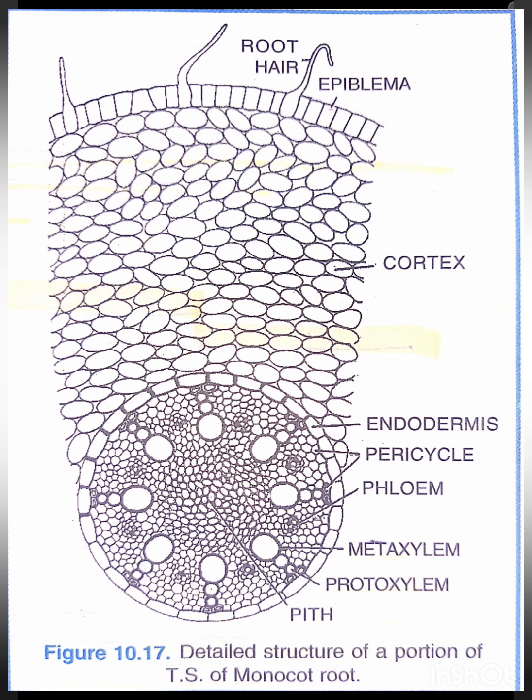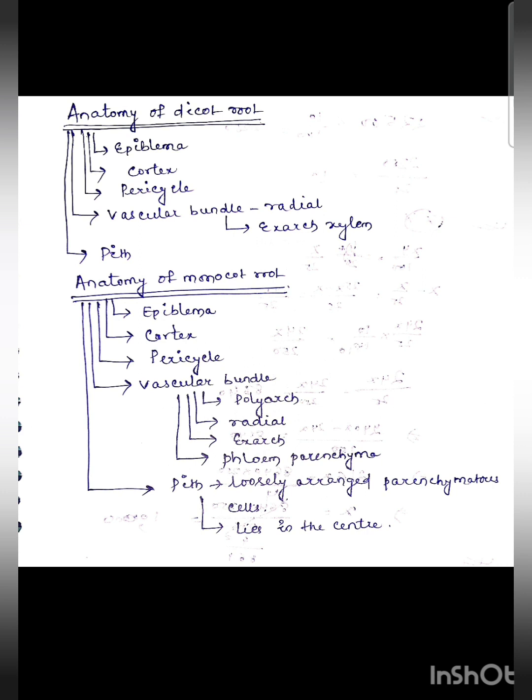Then anatomy of monocot root. The outer layer is epiblema, then cortex, pericycle, then vascular bundle which is polyarch, means many vascular bundles are present, radial arrangement, exarch xylem is present, phloem parenchyma is absent. Pith is loosely arranged parenchymatous cells which lie in the center.